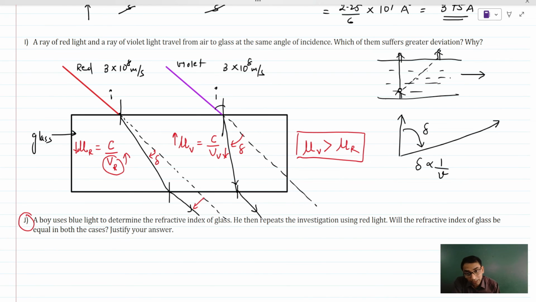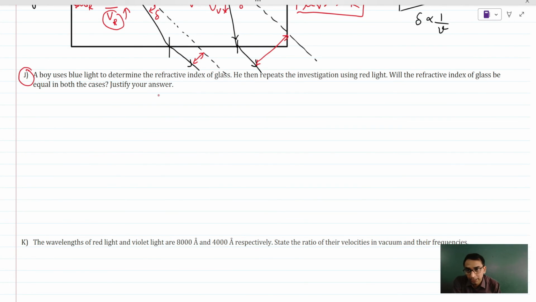You can even see that the lateral shift value for the red light is less and the lateral shift value for the violet light is more. Going ahead, just now I explained this part in the eye.